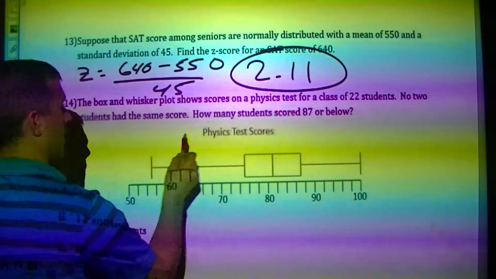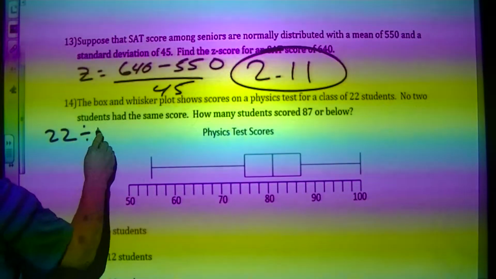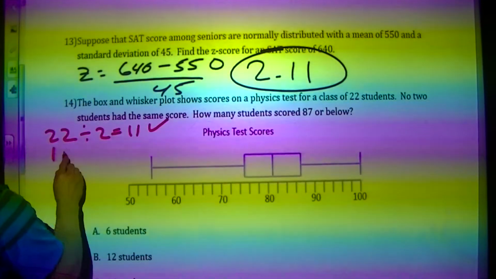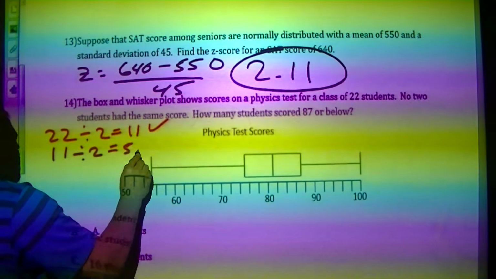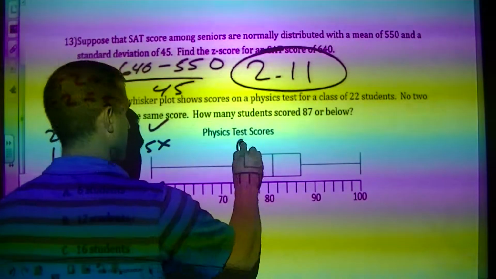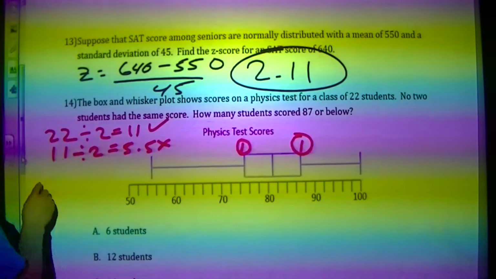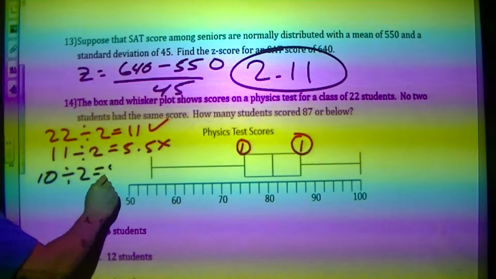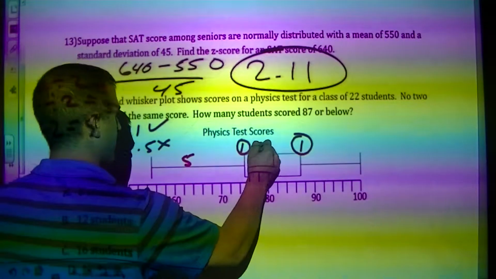The box and whisker plot shows 22 kids. 22 divided by 2 is 11, that's good. 11 divided by 2 is 5.5, which is no good, so those ones are going to go here. I'm going to reduce the 10. 10 divided by 2 would be 5, so each part has 5.